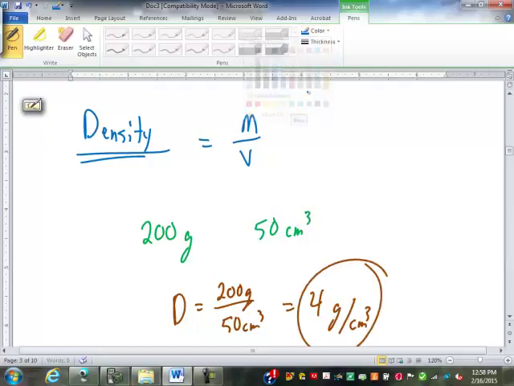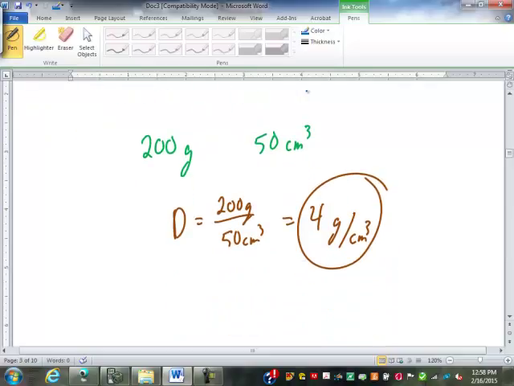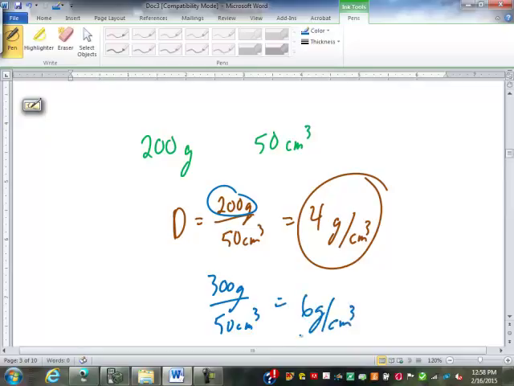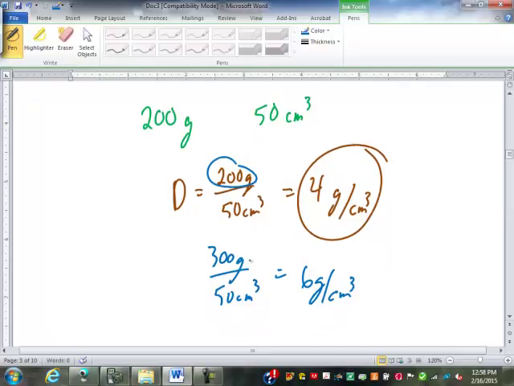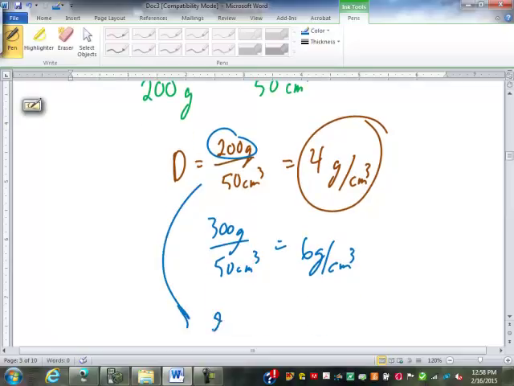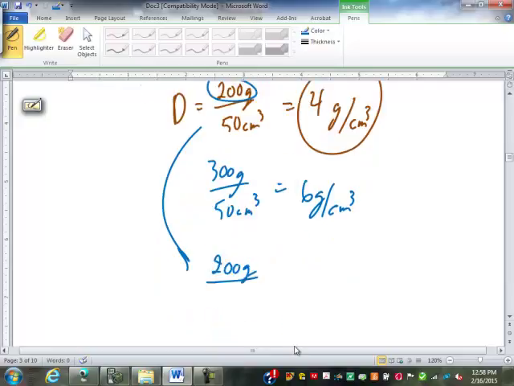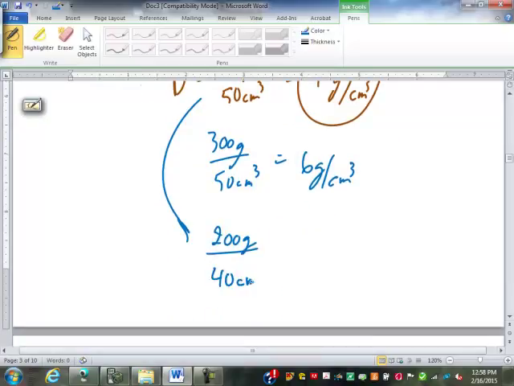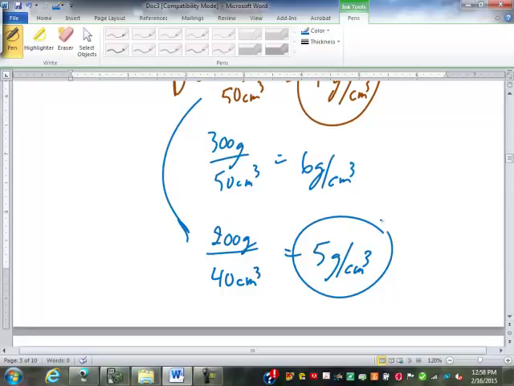There are two ways to change the density. One, you can increase the amount of mass. If that amount of mass goes up to 300 grams, you can see now the density is 6 grams per cubic centimeter. Or you can change the volume. If the volume were to decrease, let's say this one here, we're going to decrease the volume now. We're going to have 200 grams still, but the volume goes down to 40 cubic centimeters. Well, the density now goes up to 5 grams per cubic centimeter because you have the same amount of matter, same amount of mass, squeezed into a smaller space.